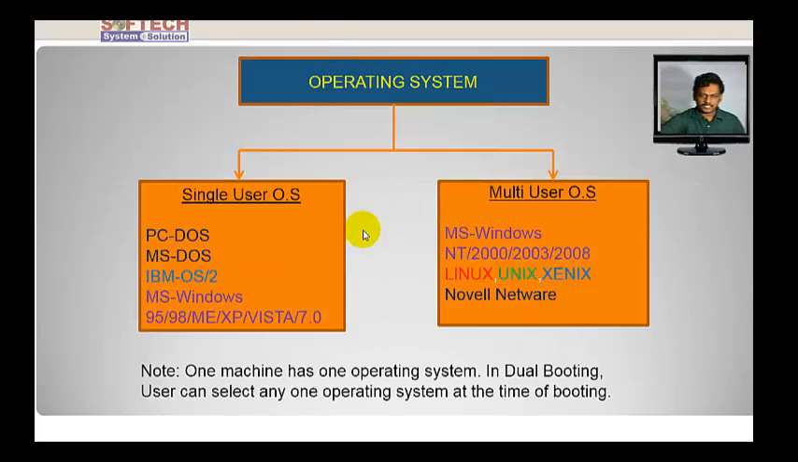An example of a single user operating system is PC-DOS, personal computer disk operating system. Personal computer disk operating system is one of the single user operating systems. That operating system was developed by IBM. The company name is IBM, but the developer is Bill Gates. Bill Gates was working at the time of the invention of PC-DOS.